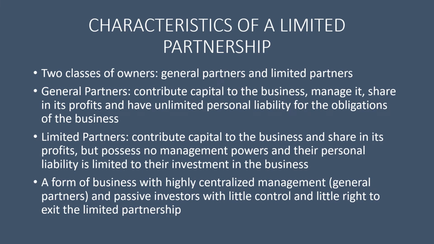A limited partnership is a unique business form because it has two completely different types of owners. There are two owners of a limited partnership, and both owners must be present in order to form this kind of business entity. There are general partners and there are limited partners. The general partners are much like general partners of a general partnership. They contribute money to the business, they manage it, they share in its profits, and they have unlimited personal liability for the obligations of the business.